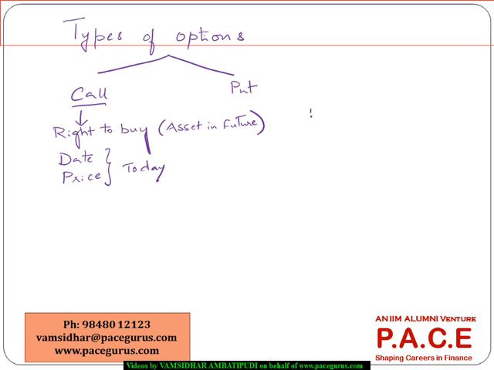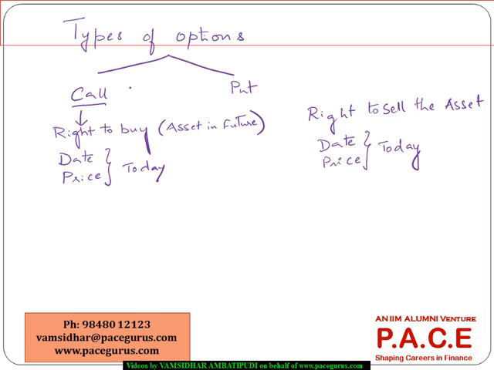Whereas when we are talking about a put option, the person whosoever has taken the put option, he has the right to sell the asset. If he wants, he can sell the asset. If he does not want, he cannot. He can very well not sell the asset also. But if at all he wants to sell, the date as well as the price at which the selling can happen are decided at the time of entry into the contract itself.